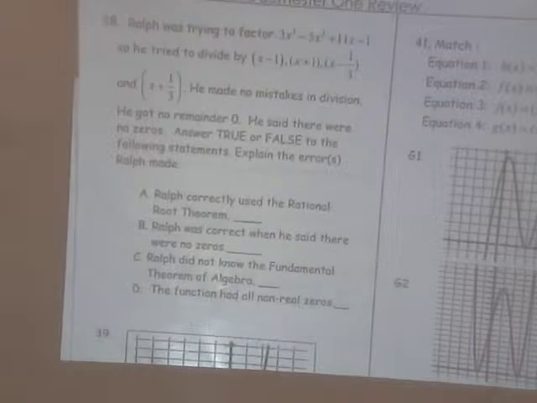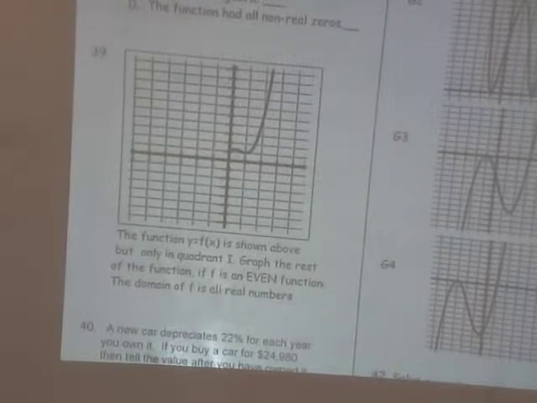Okay, 39. The function y equals f of x is shown above, but only in quadrant 1. Graph the rest of the function if f is an even function. The domain of f is all real numbers. Even function, what does that mean? It's not odd. Doesn't that predict where the graph is going to end? It's going to tell you what the graph's going to look like, though.